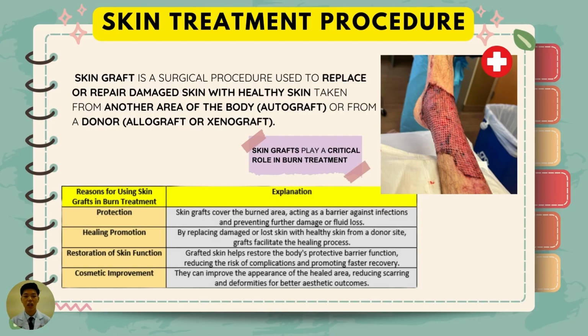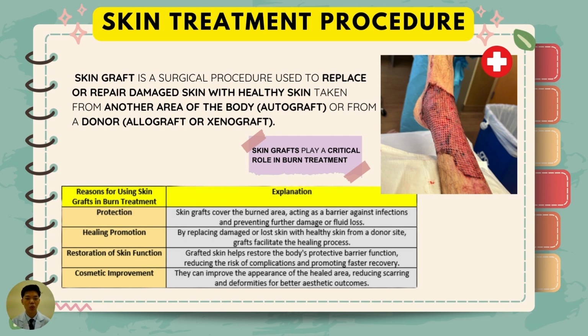Moving forward, I will talk about the skin treatment procedure towards the burn injury. Skin graft is a surgical procedure used to replace or repair damaged skin with healthy skin taken from another area of the body known as autograft or from a donor known as allograft or xenograft. Skin graft plays a critical role in the burn treatment.